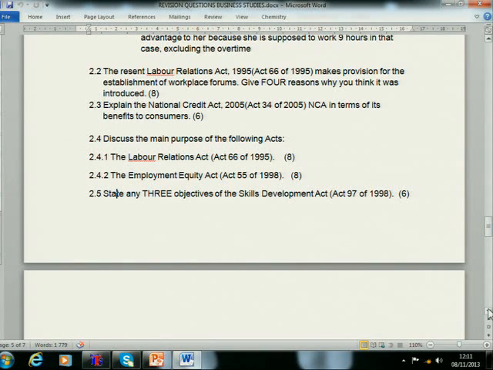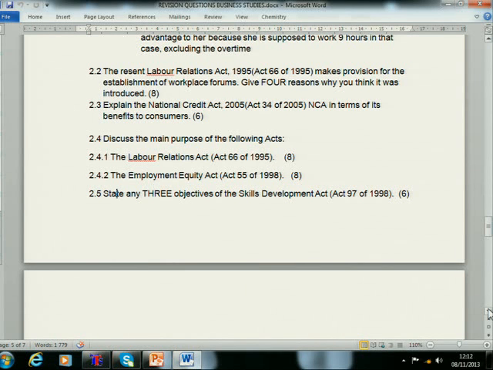Explain National Credit Act 2005, Act 34 of 2005, in terms of its benefits to consumers, advantages. If not benefits, it can still be advantages to consumers. We talked about advantages, disadvantages, advantages to consumers, disadvantages to consumers, advantages to the service providers, disadvantages to the service providers, advantages to the country, disadvantages to the country. That information needs to be given here.